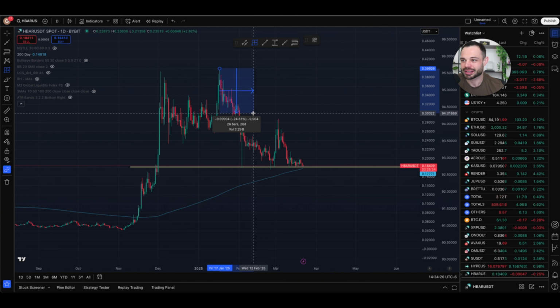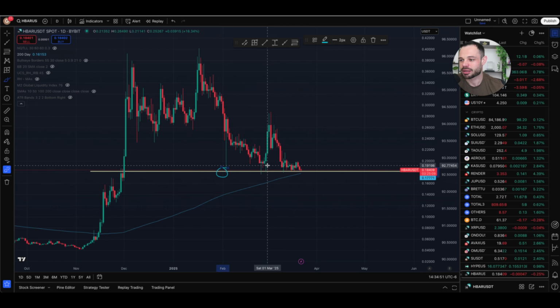The first time we wicked down here was on the 3rd of February. We got that wick all the way down to this level and we bounced back up. We came down here again multiple days at the beginning of March in order to retest this 18 cents level.